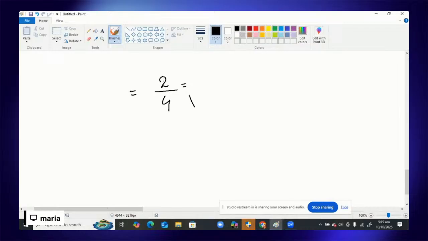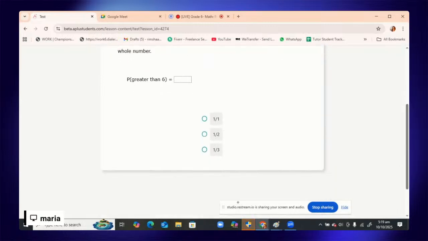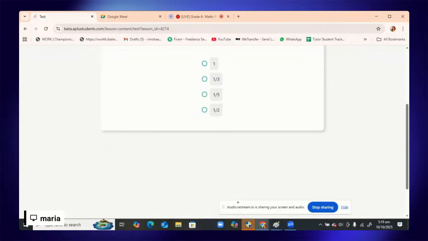Now let's see. 2 times 1 is 2. 2 times 2 is 4. So the answer is 1 by 2. Let's see, is there any option for 1 by 2? Yes, it's the middle one. And this is the right option. Okay.